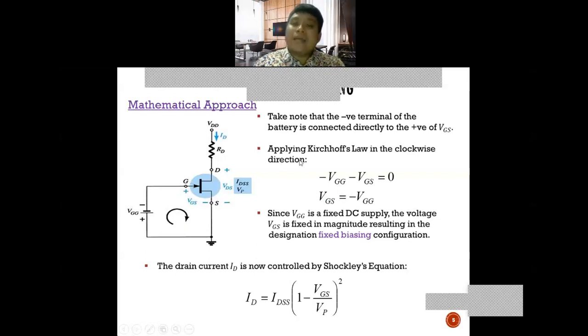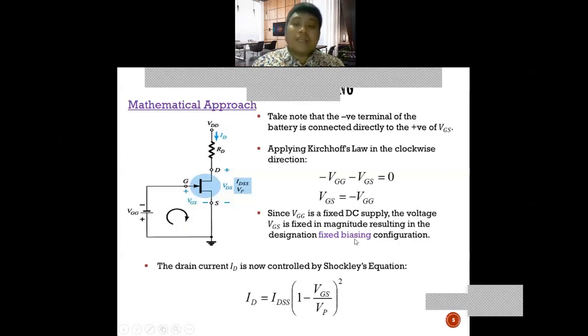By applying Kirchhoff's law in the clockwise direction, negative VGG minus VGS equals 0. So VGS equals negative VGG. Since VGG is a fixed DC supply, the voltage VGS is fixed in magnitude, resulting in the designation of fixed biasing configuration.